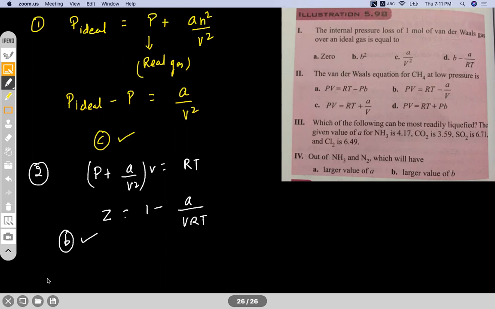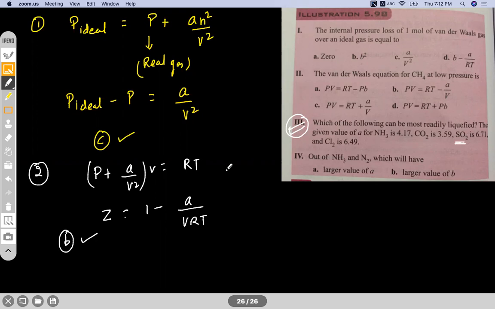Which of the following can be most readily liquefied? We haven't done this yet. It comes under the liquefaction of gas. Liquefaction of gas will be easier when the interaction is more, when the A value is more. So the more the value of A, the easier the liquefaction. We'll discuss this later. So which one has the maximum A value? That is SO2, I guess. Yes, SO2 can be liquefied easily.